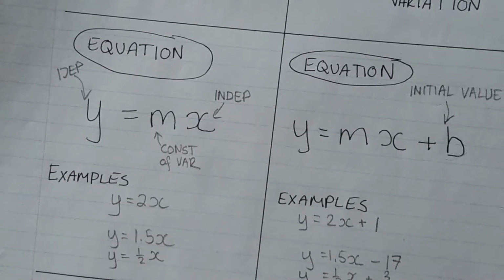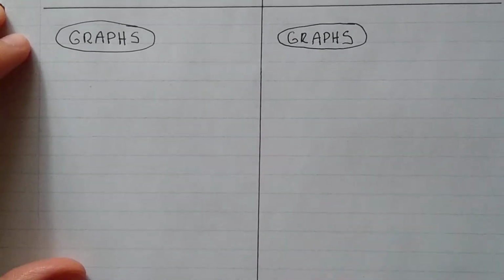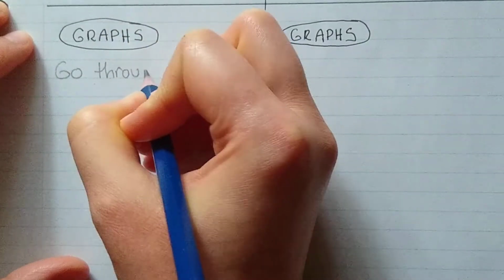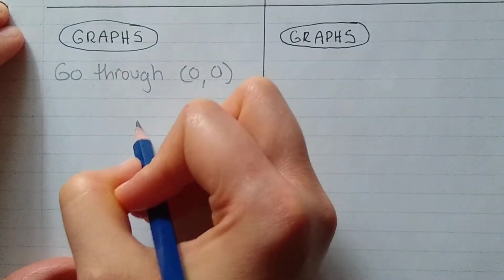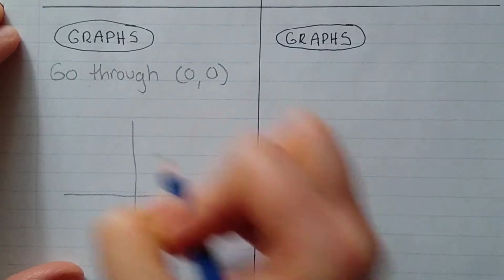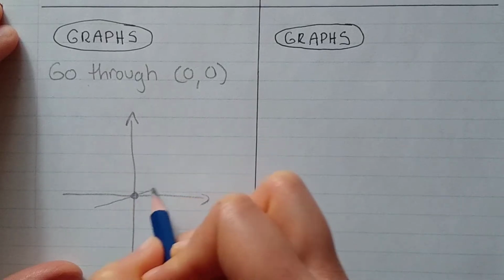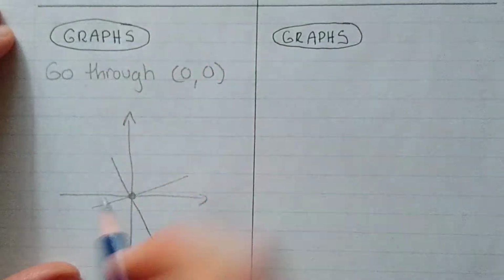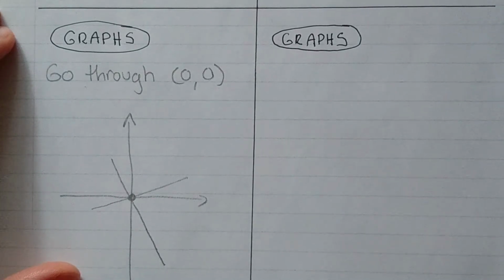So that's the equation. Let's have a look now at the graphs. For direct variation, the graphs have to go through the origin, or 0, 0. So for example, you might have a graph that goes through 0, 0 like this. Or maybe it's sloped very differently, but it still goes through 0, 0. Any straight line that goes through 0, 0 represents a direct variation.